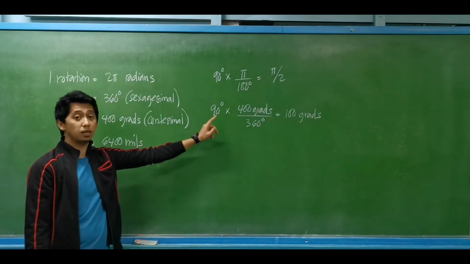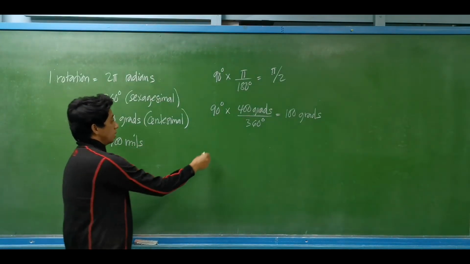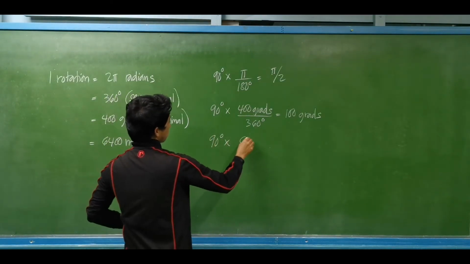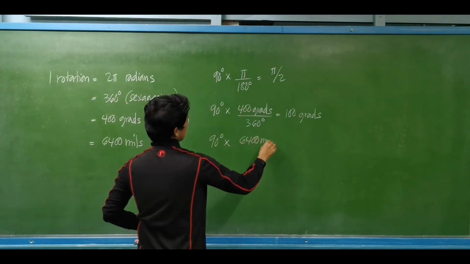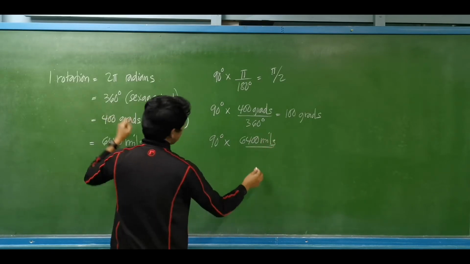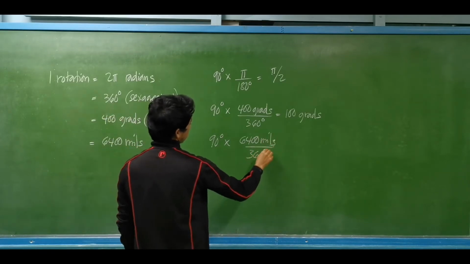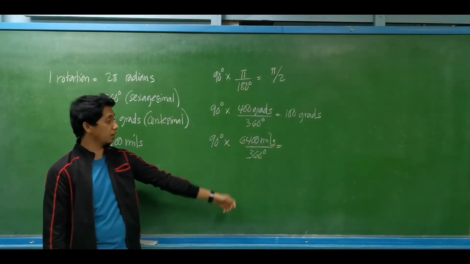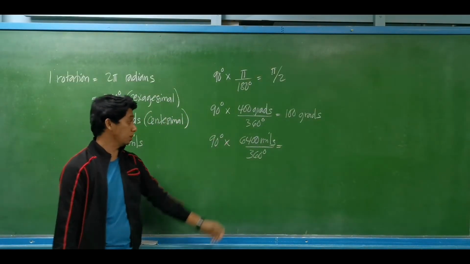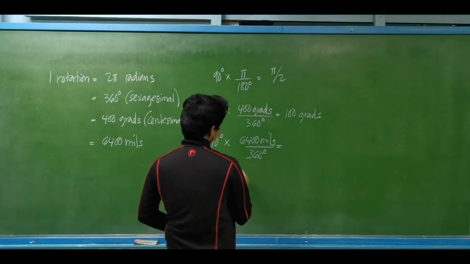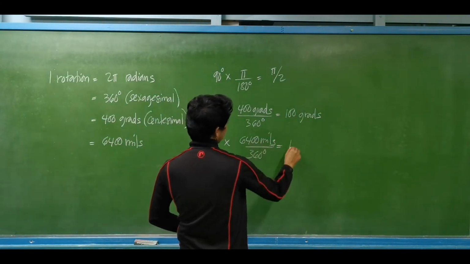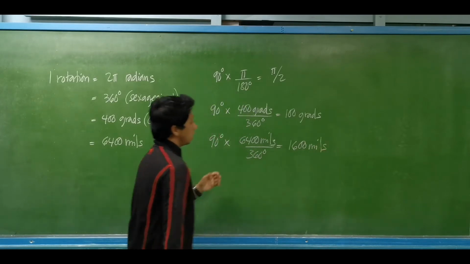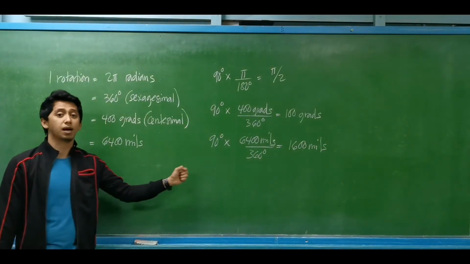How about 90 degrees to mils? We have 90 degrees, we are to multiply by 6,400 mils over 360 degrees. So what is 90 times 6,400 divided by 360 degrees? That will be the same as 1/4 of 6,400, which is 1,600 mils. So these are the other measurements for angles.